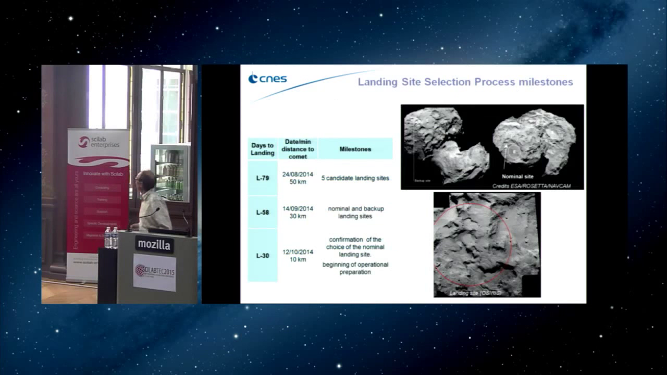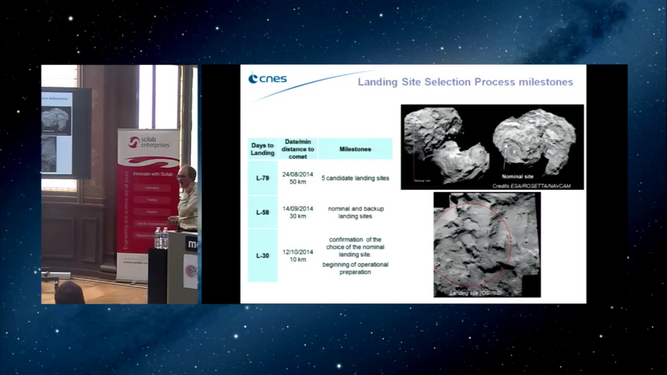The main milestones of the landing site selection process were as follows. We had the first milestone in August last year. At the time, Rosetta was only 50 kilometers away from the comet. It was about 80 days before landing. And during this first milestone, we had to select 5 landing sites. So you can see on this picture the 5 candidate sites.